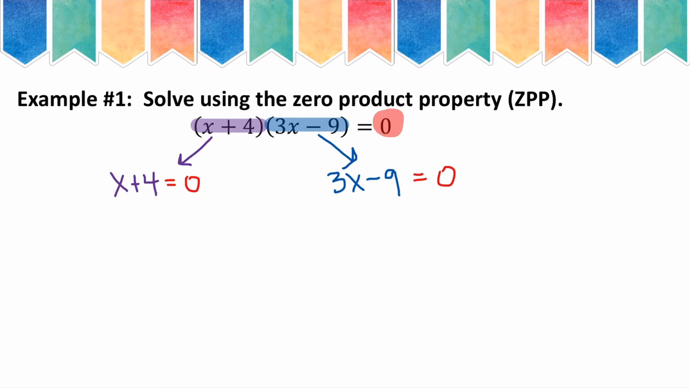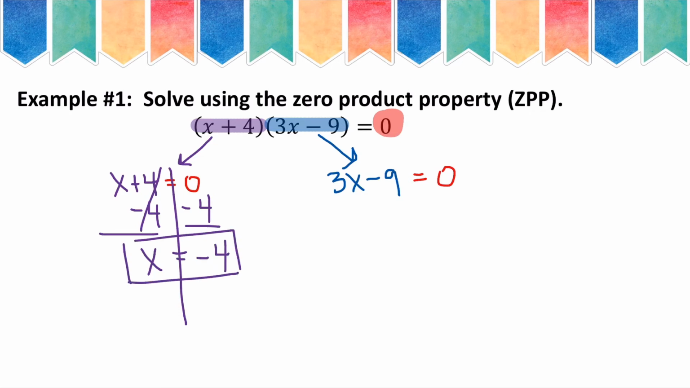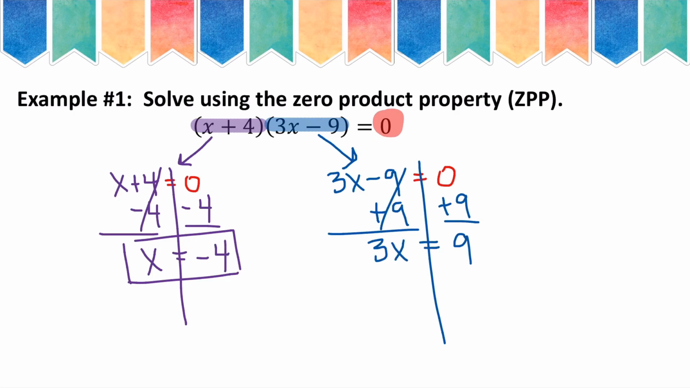And now we just solve each equation separately. So here, to get x by itself, I would have to subtract 4 from each side. So x would equal negative 4. In the other equation, I would have to add 9 to each side. 0 plus 9 is 9. And then I would divide by 3. 9 divided by 3 makes 3.